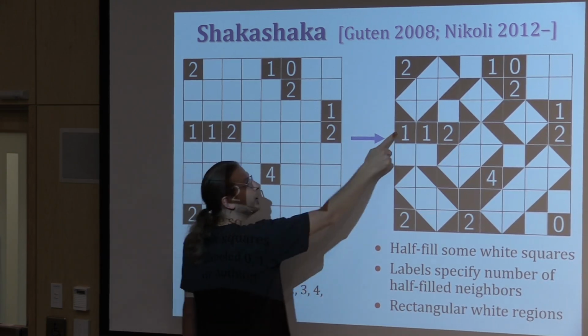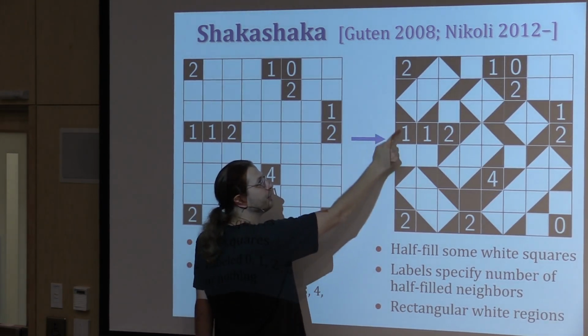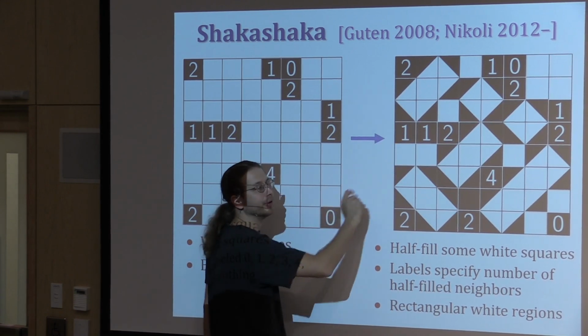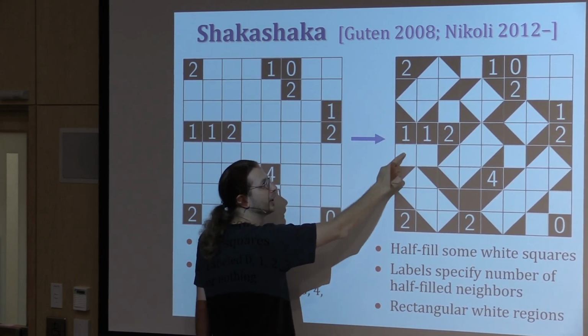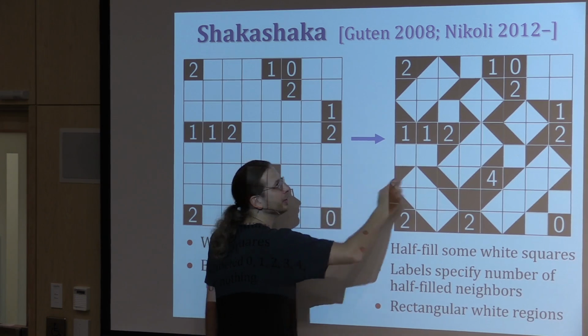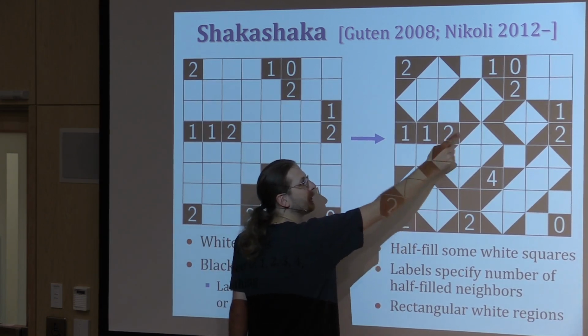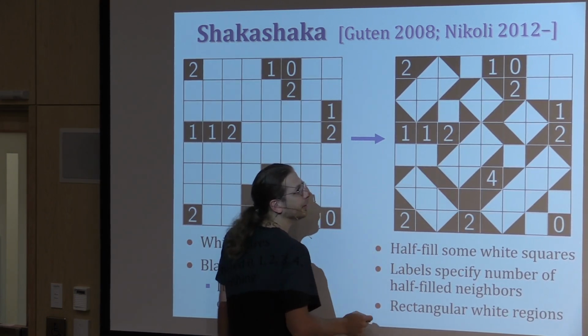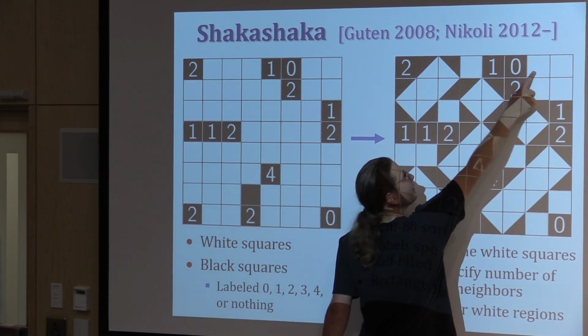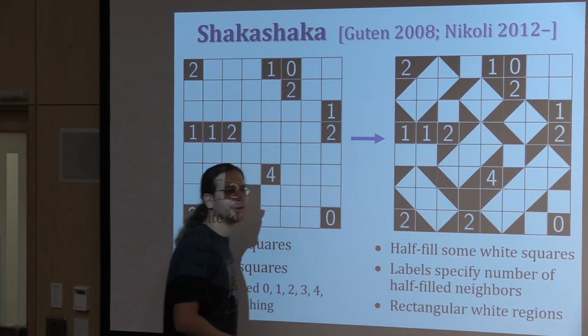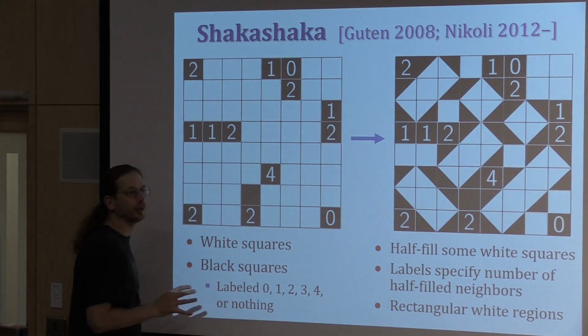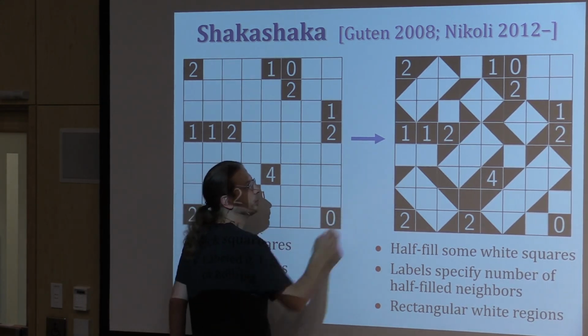And when you have a numbered square, then the number of filled things adjacent must be exactly that number. So here there's 1 adjacent to it, and nothing down here. This guy has exactly 2 half-filled squares next to it. This one has exactly 1. This one has exactly 0 half-filled squares. Think of blank squares as zeros, and these as counting as 1.